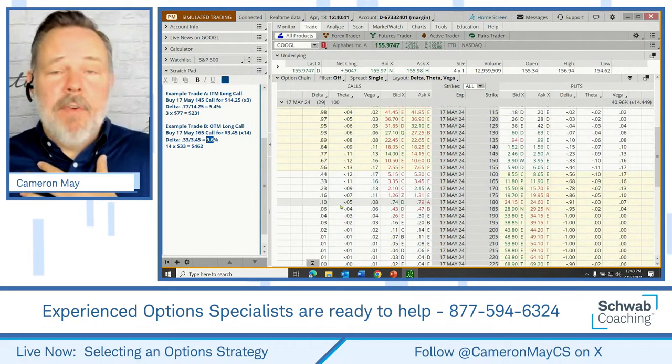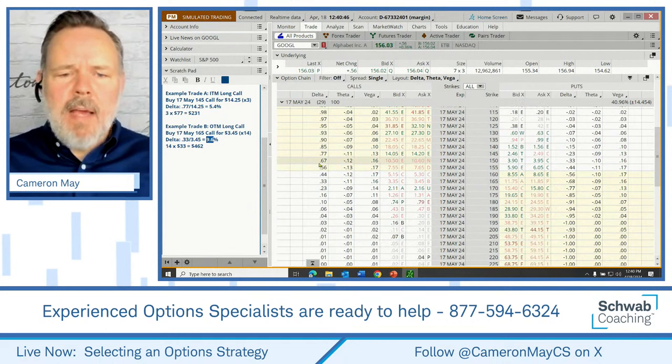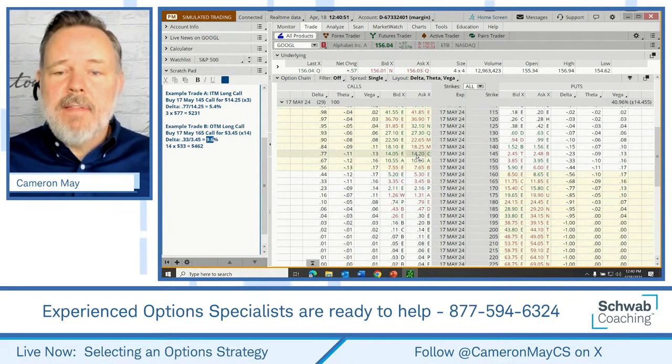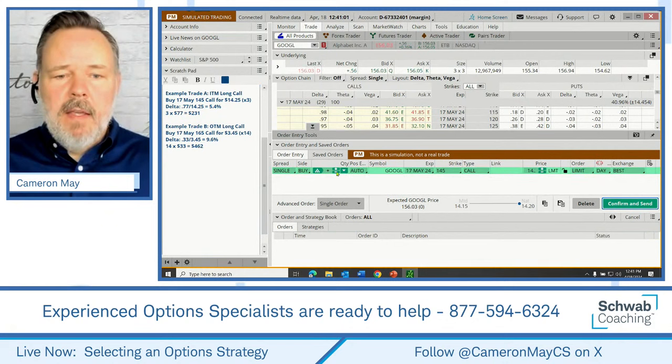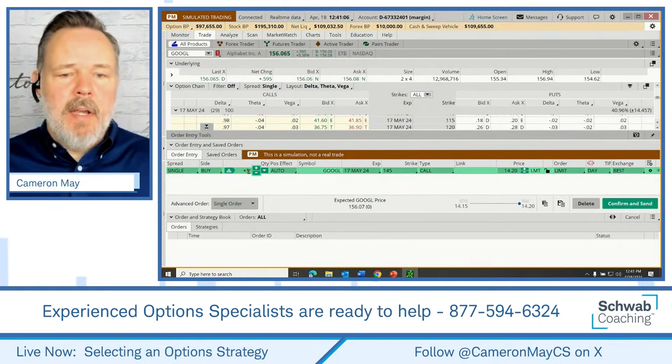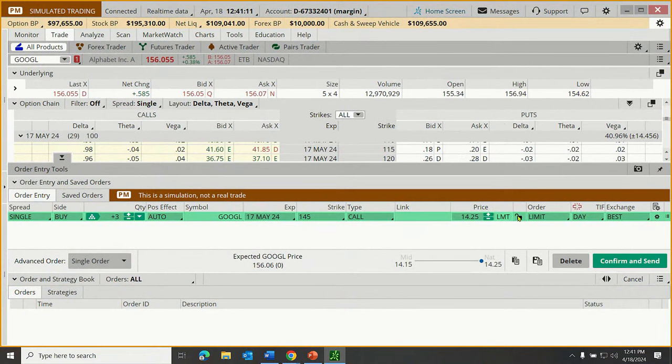So which one are we going to do for today's discussion? How about let's just go for the one that we started with, the 145. Let's do three contracts, keeping the investment to $5,000. I'm going to click on the ask price for that 145 strike, and that's going to start to build an order for me down here. Let's just dial that up to three contracts. Natural's at 1425. I'll go ahead and leave the limit order at 1425 and see if we can get an order filled at that price.